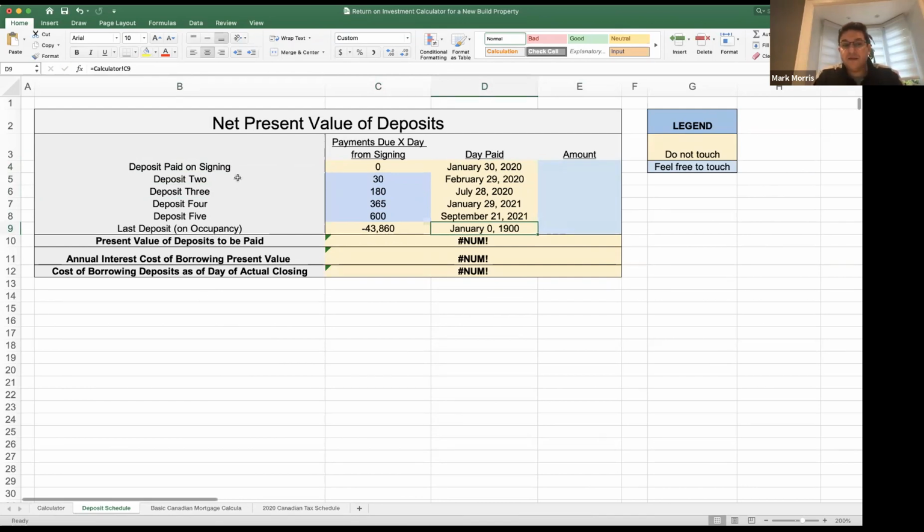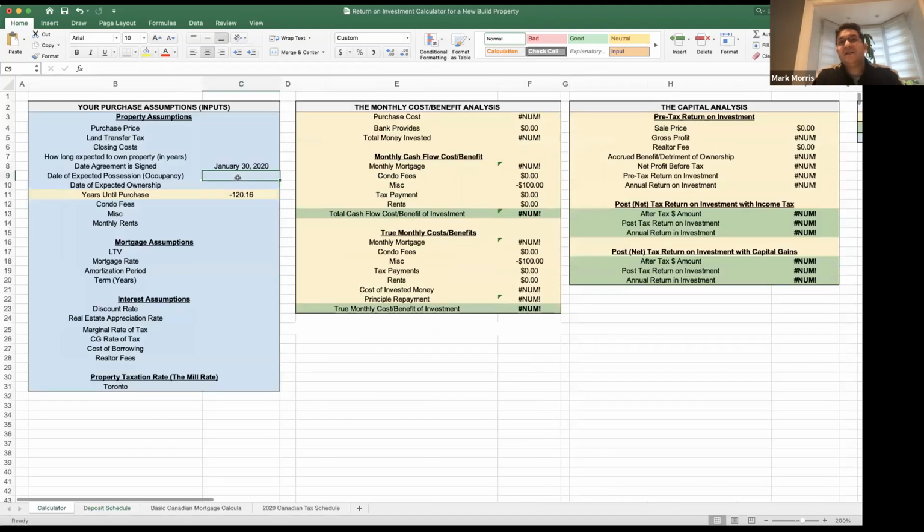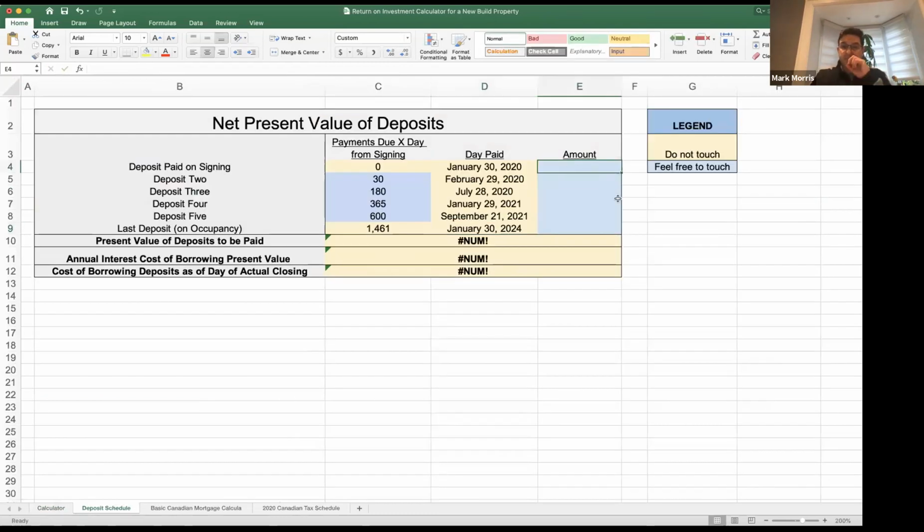So our date of occupancy is January 30th, let's say that this is a 4-year purchase. January 30th, 2024 is when this is going to be done. So that will fill this in, and that's 1,461 days from signing. The amount due on day zero is 5,000 on deposit.